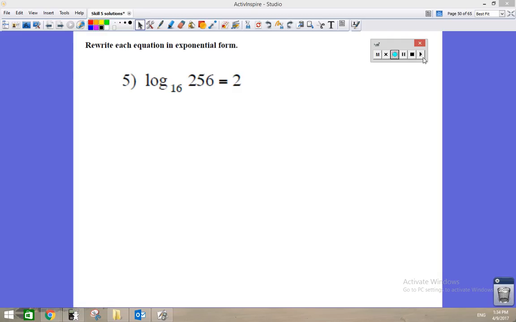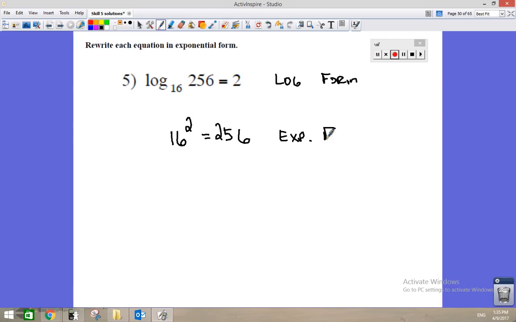This time the directions have changed. Let's rewrite this equation that is currently in log form in exponential form. So let's identify the base as 16. A logarithm equals an exponent. So 16 squared is equal to 256. This is the log form that was given, and this is the exponential form that they wanted. So we're done.